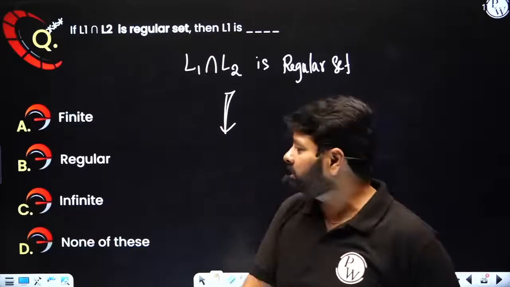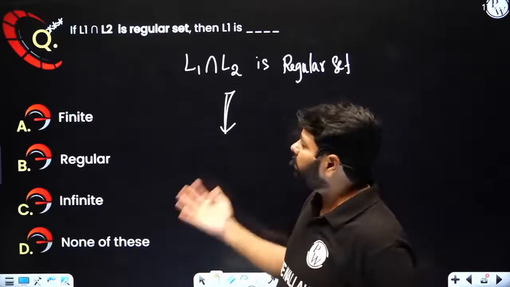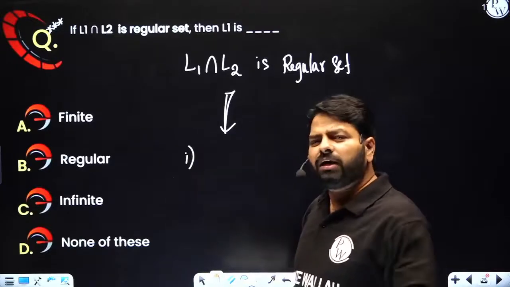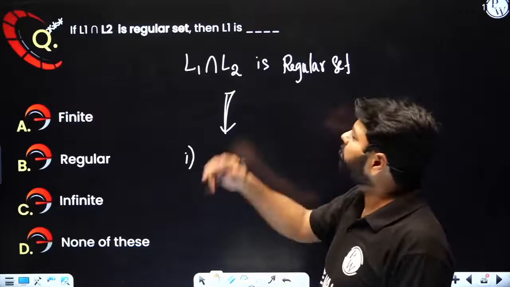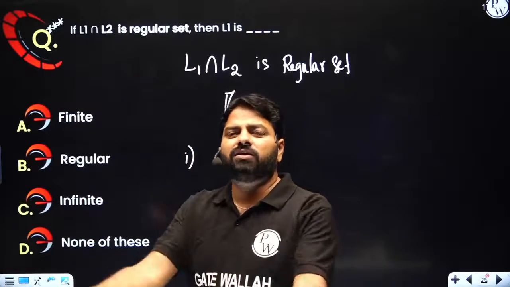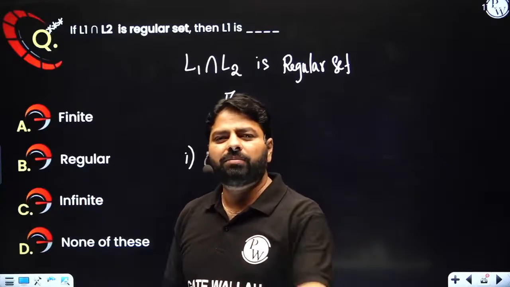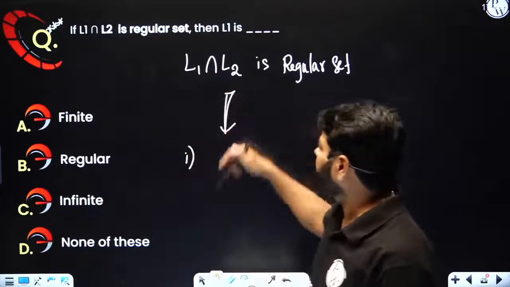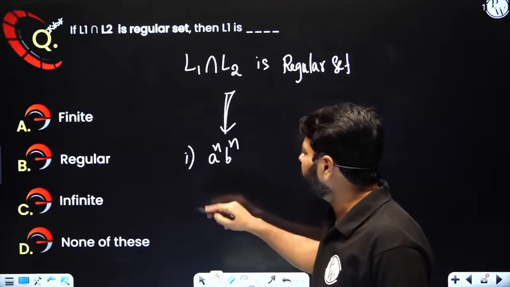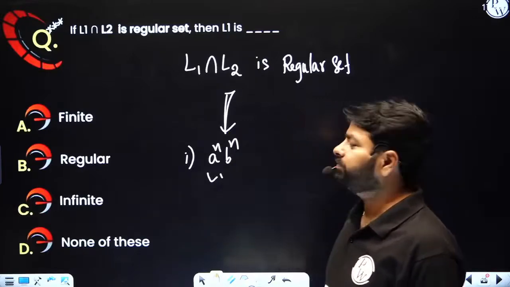So can you give me an example, sir? Yes, we will do that. That's what I am talking about: requiring examples to understand. I will keep L1 non-regular, but still I will prove L1 intersection L2 is regular. Somebody is saying that L1 intersection L2 is regular, and you have to prove L1 need not be regular. I'll just take L1 as a power n, b power n. This is L1.